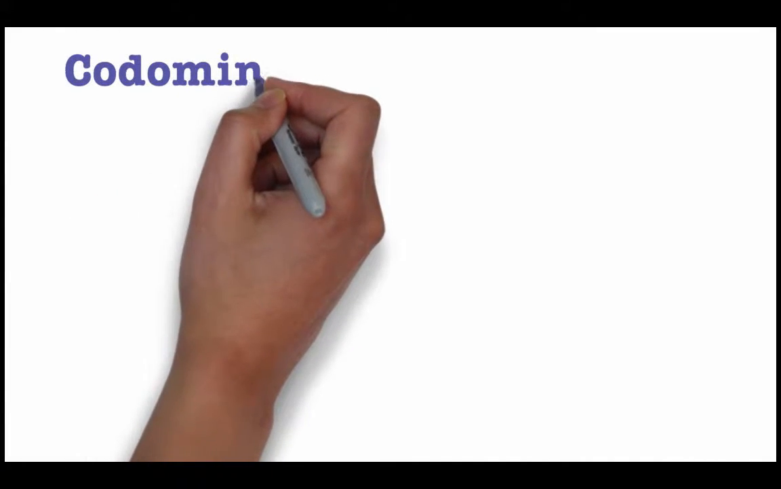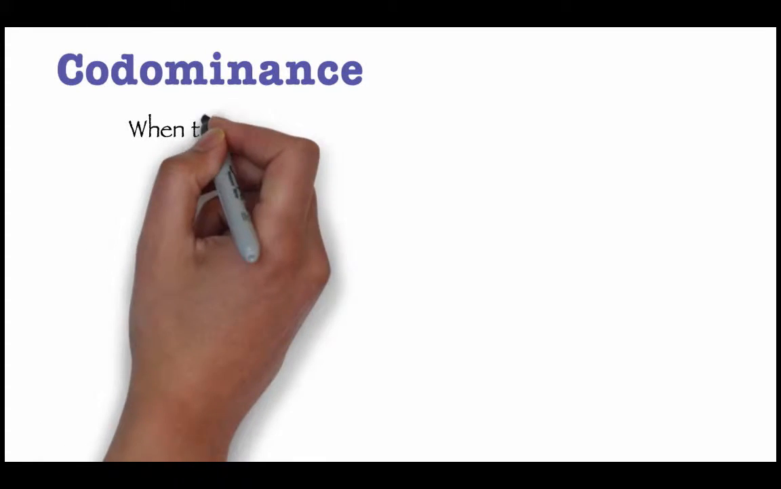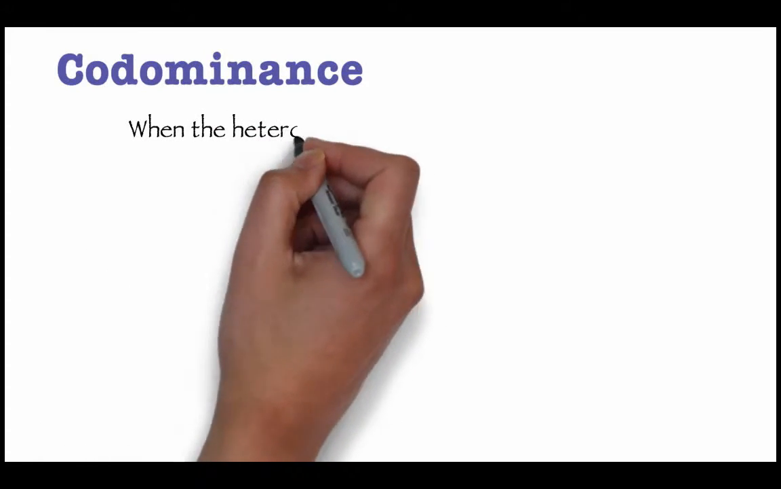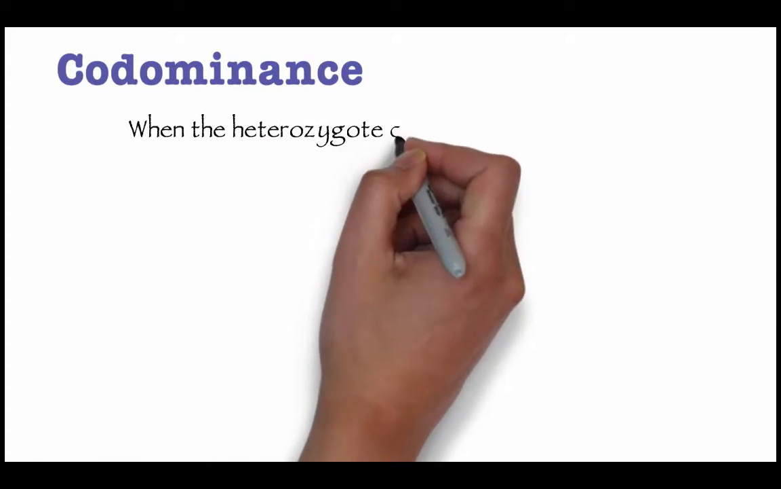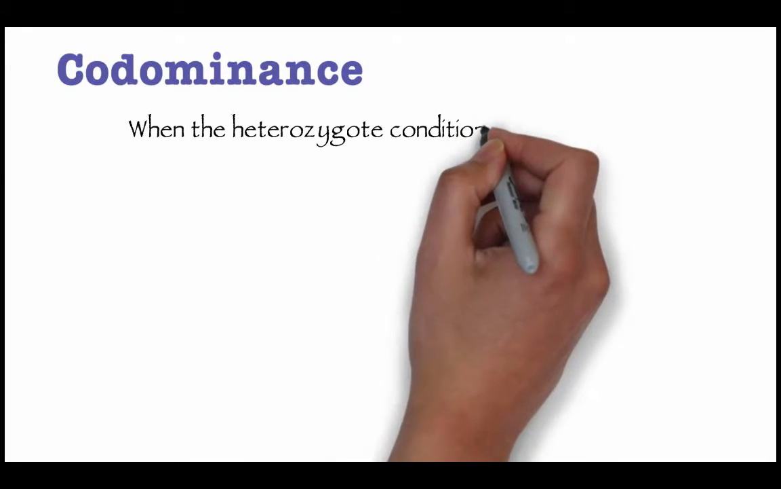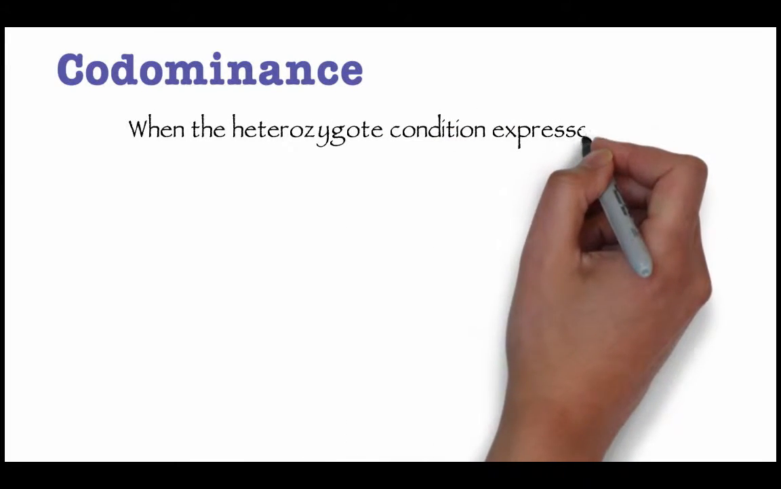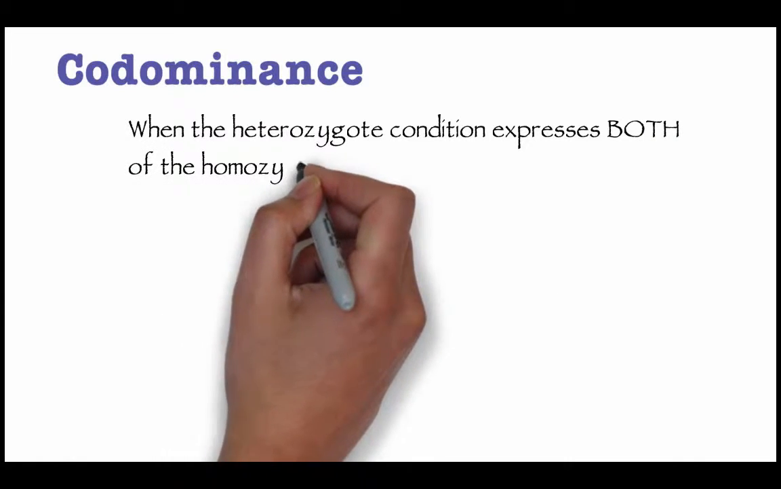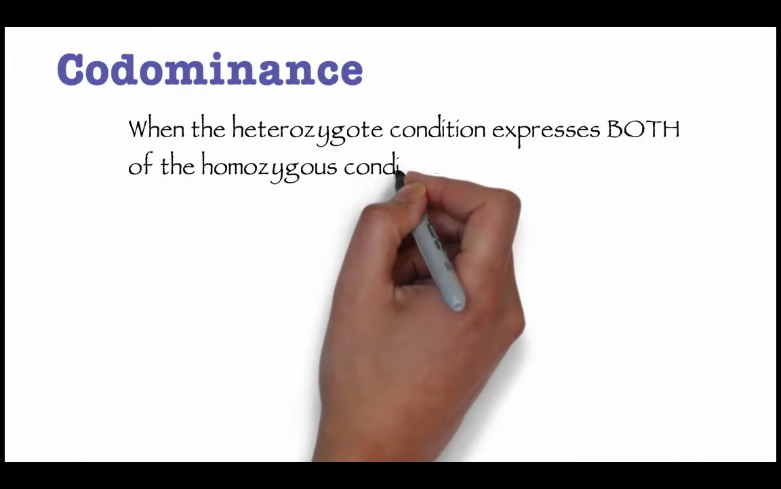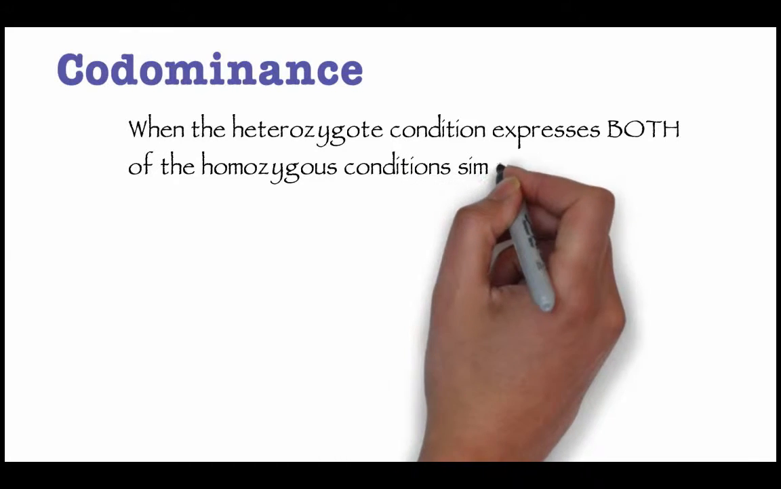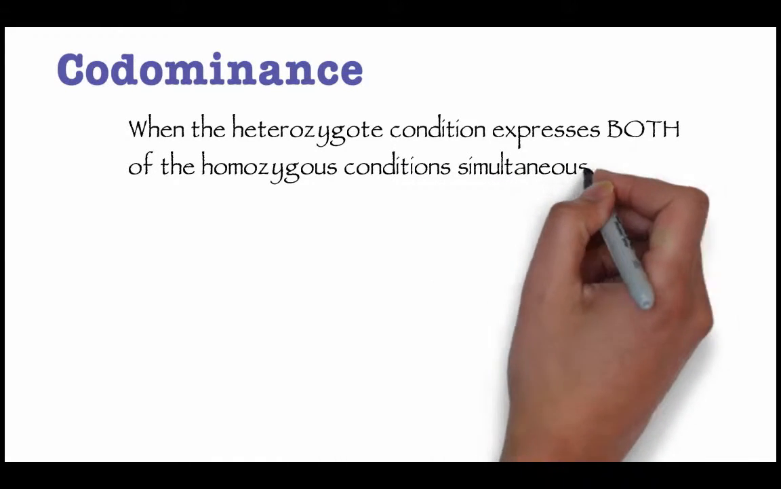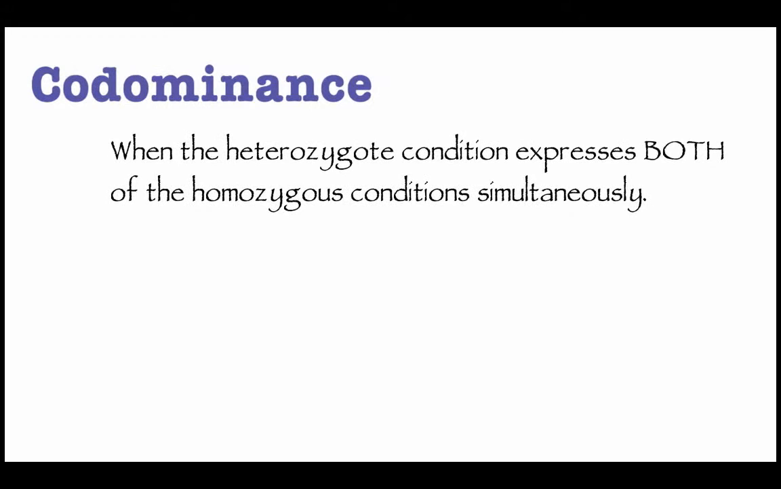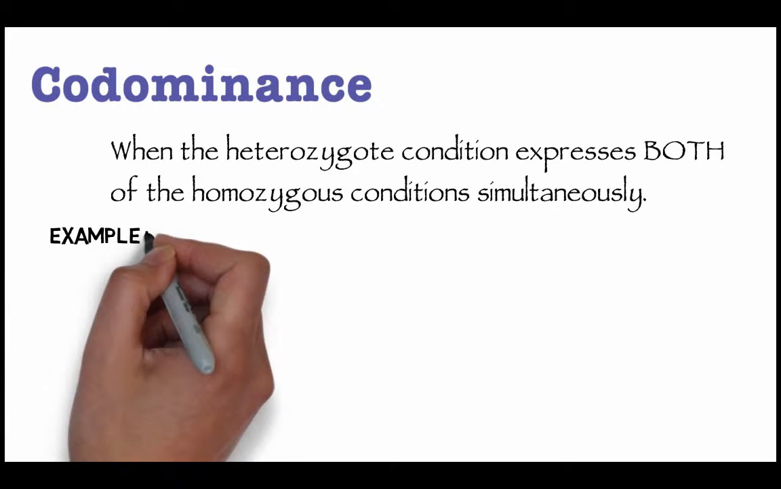Second, let's take a look at codominance. This is similar to incomplete dominance, but a little bit different because in this case, the heterozygote condition expresses both of the homozygous conditions simultaneously. Think of it this way. In incomplete dominance, a red allele and a white allele together were expressed as pink. In codominance, a red and white allele would be expressed as red and white striped. Both alleles would show up.